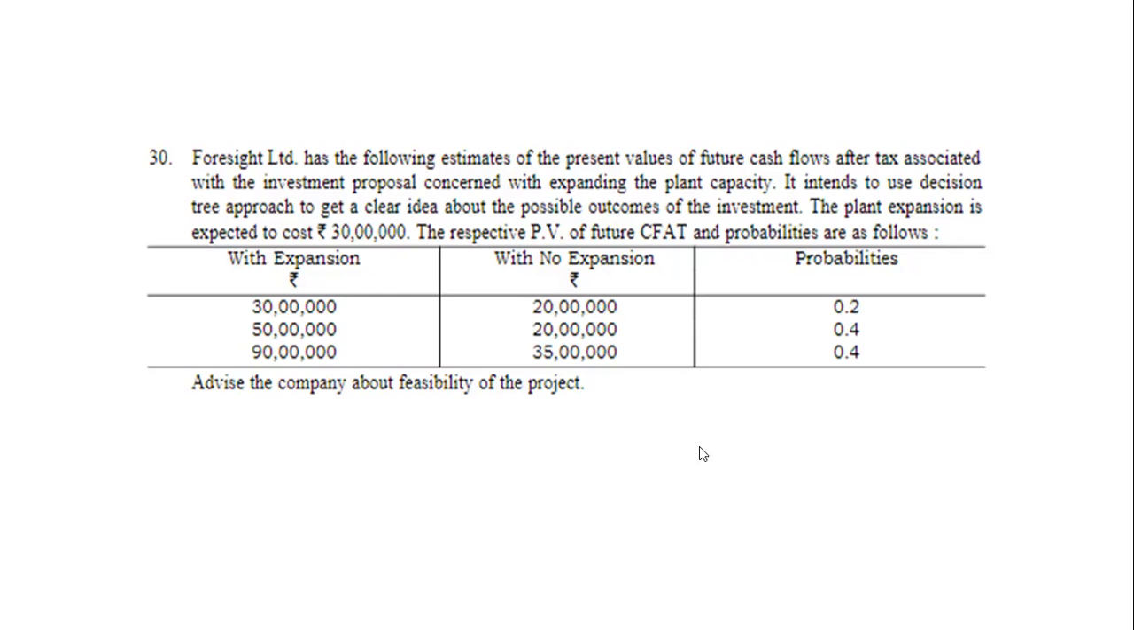तीनों को प्लस करेंगे, तीनों को प्लस करके आंसर बताओ चैट बॉक्स में। 30 लैक्स का इंटू 0.2 किया 6 लैक्स आया, 50 लैक्स का 0.4 किया 20 लैक्स आया, 90 लैक्स का 0.4 36। सो 6 प्लस 20 26, 26 प्लस 36, 62 लैक्स। 62 लैक्स माइनस प्रोजेक्ट कॉस्ट 30 लैक्स। ये ऑलरेडी पीवी किया हुआ है, प्रेजेंट वैल्यू ऑफ CFAT ही दिया हुआ है। हमने प्रोबेबिलिटी से मल्टीप्लाई किया, तीनों को प्लस करके 62 लैक्स आया। 62 लैक्स को 30 लैक्स में से माइनस किया, व्हाट इज द NPV?